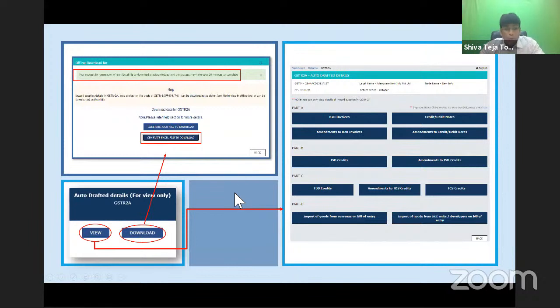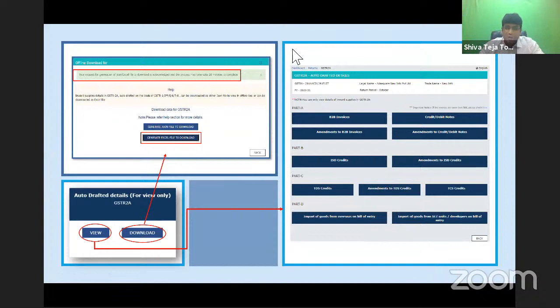Other option is view. When you click view, the right side box will populate. What is that? B2B invoices. Of course, B2C will not come. B2B only will come. Credit note, debit note, amendment to B2B, amendment to credit note, debit note, ISD credit. What is ISD? Input service distributor. Already I told you. Then TDS credit, amendment to TDS, TCS credit. Then next one, import of goods from overseas on bill of entry. Import of goods from SEZ unit or developers on bill of entry.